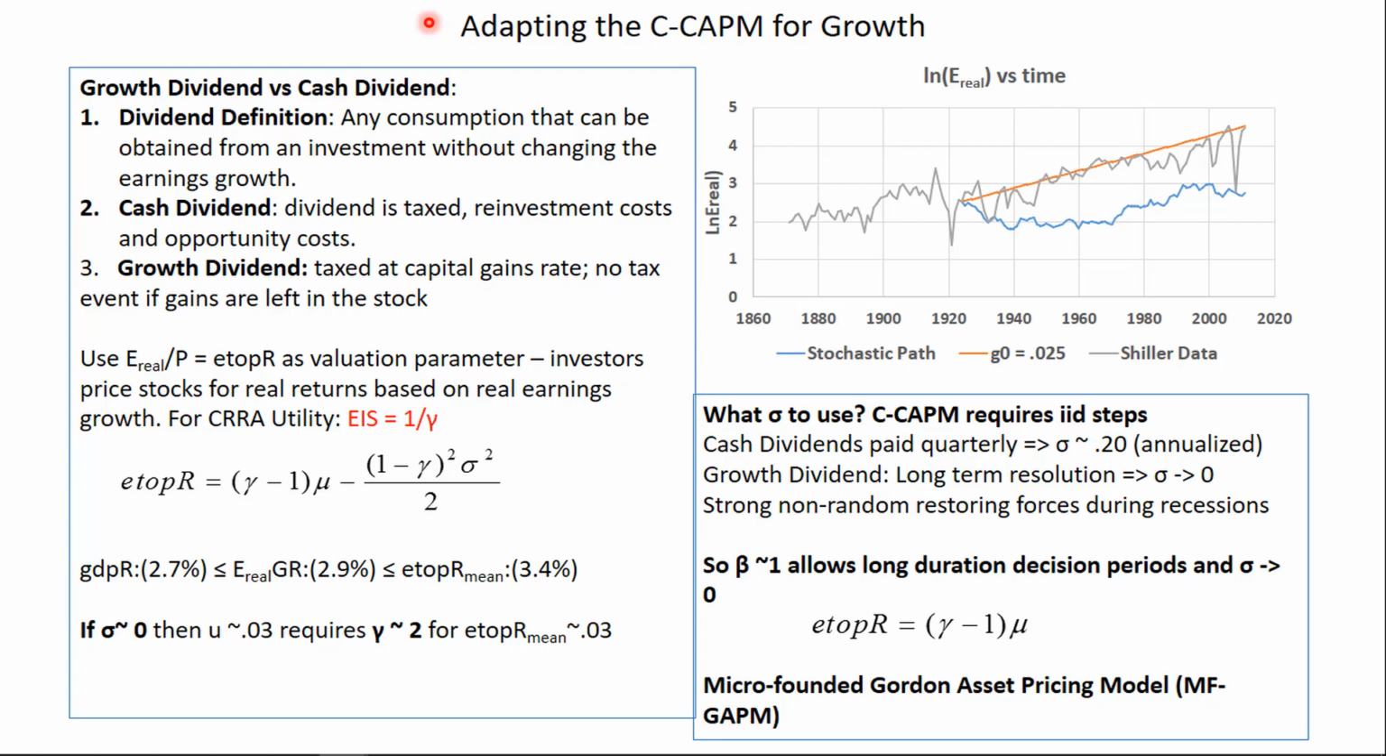In this slide, I'm going to adapt the basic CCAM and place it in a growth environment. I'm going to define a dividend as any consumption that can be obtained from an investment without changing the earnings growth rate. What this means is that there are two different kinds of dividends that you could consider. The first is the ordinary cash dividend. Such a dividend is taxed. It's what's in use in the model described in the previous slide.